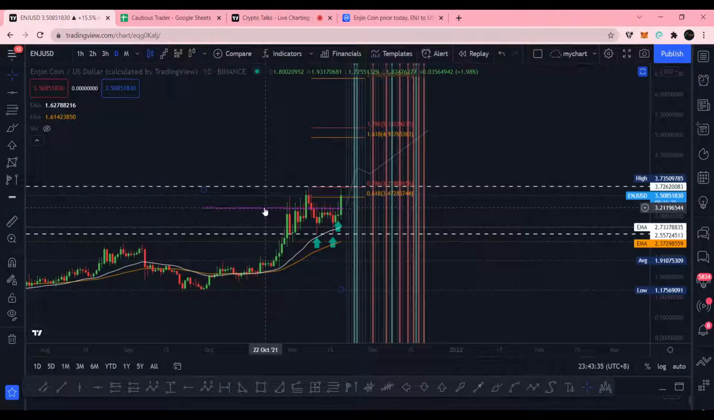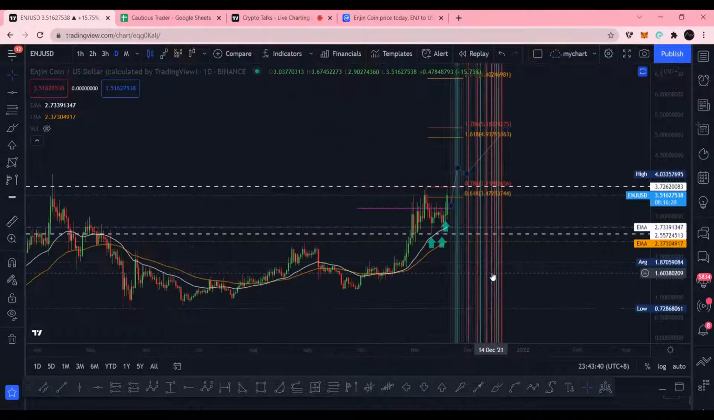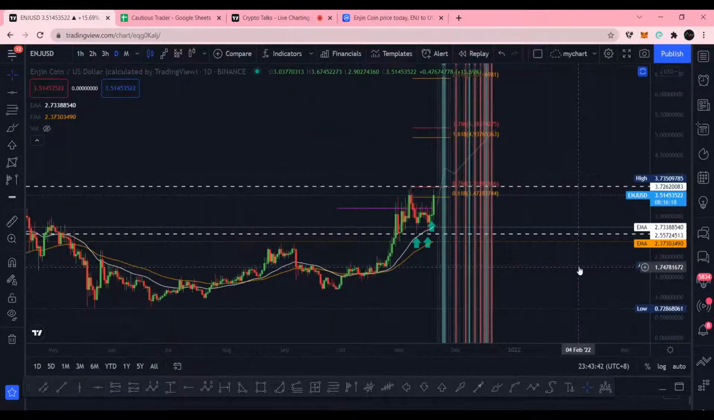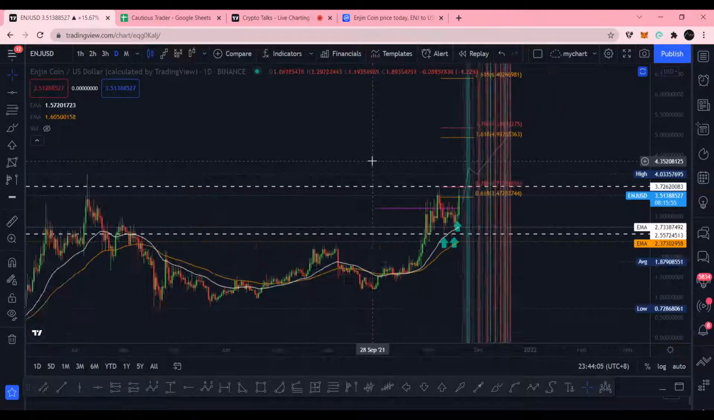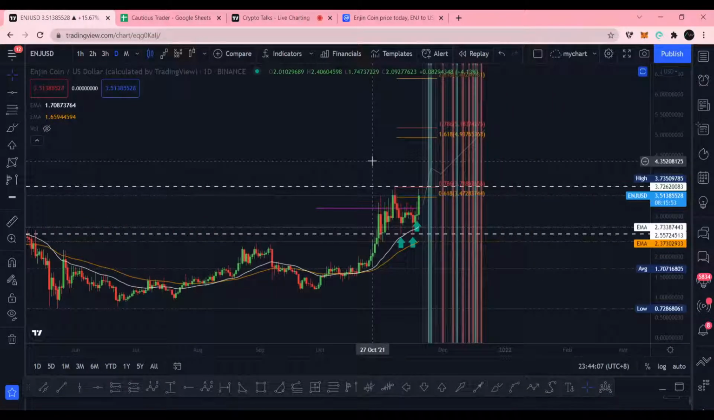So basically, I should have opened a transaction above 3.22 if ever I'm watching this one. Kasi nag-hold na siya sa 30 eh. 2.73 should have been my opening or possible entry price if ever I'm watching it. But since it's already doing 3.51 right now, what's my possible entry point?